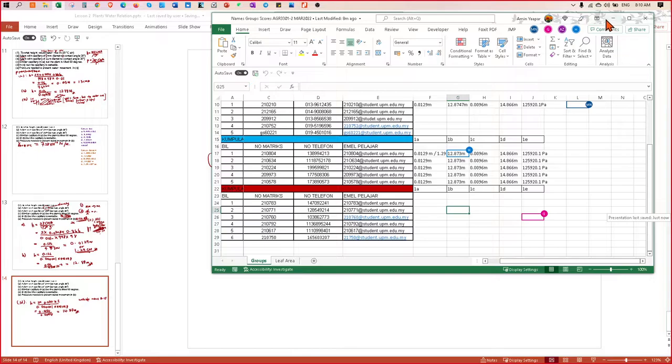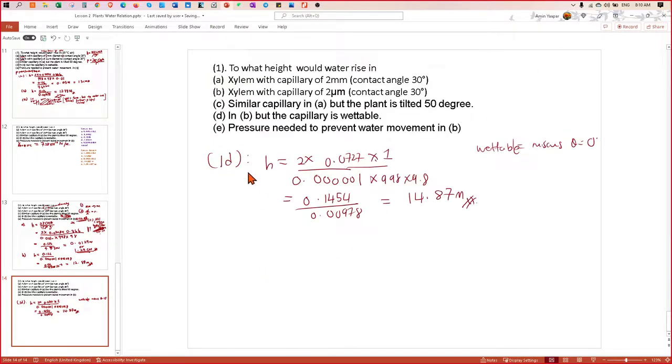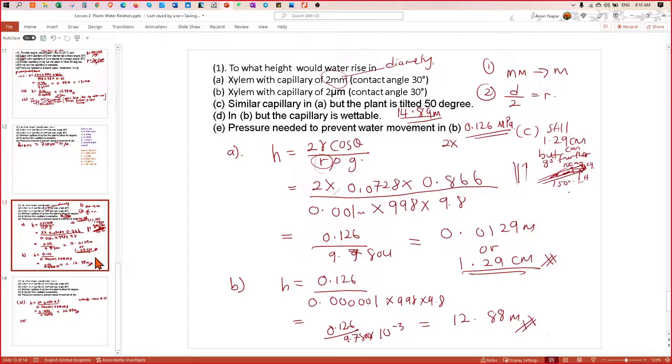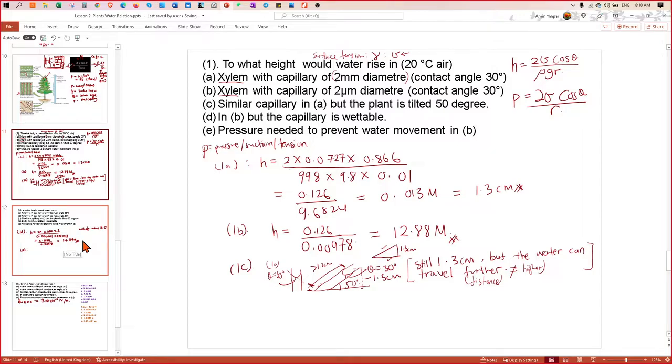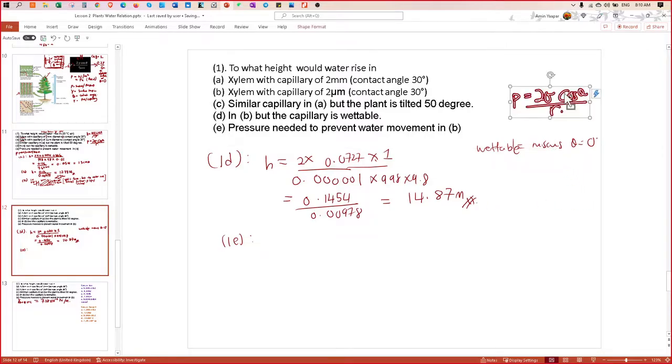All right. Okay, then that's fine. And the final question is 1E. This is the pressure question. Let's bring the formula to us. Okay. So pressure, remember, it can be called suction or tension, okay? Pressure to bring it up is similar to the pressure to drain the liquid from the capillary. Right? So what is the pressure here?